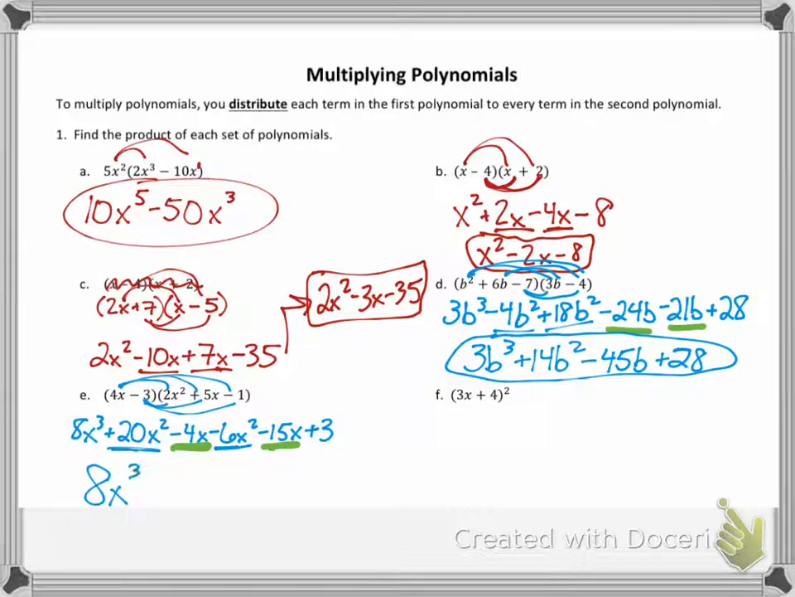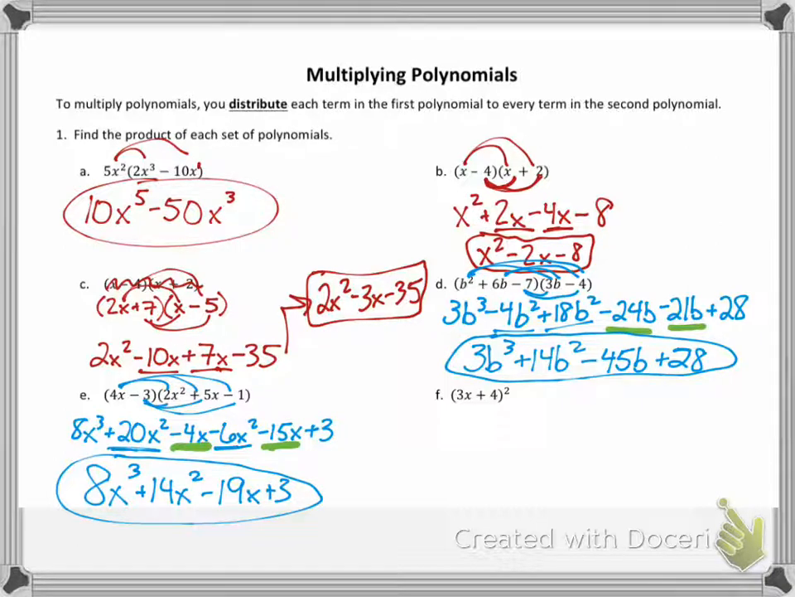8x cubed will stay out front. You put your x squareds together, you'll get, again, positive 14x squared. Put your x's together, you get negative 19x. And then the plus 3 to tack on at the end. You'll notice, again, with all of these answers, I'm making sure they're being written in standard form. Highest degree, highest exponent, all the way down to the lowest or no exponent.